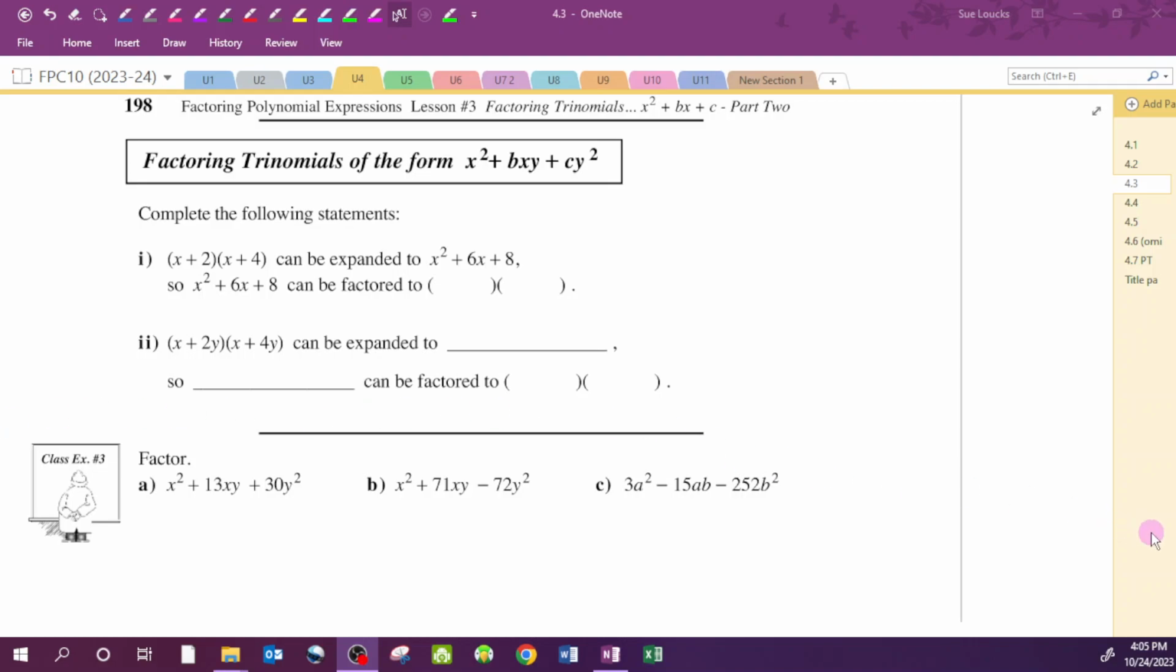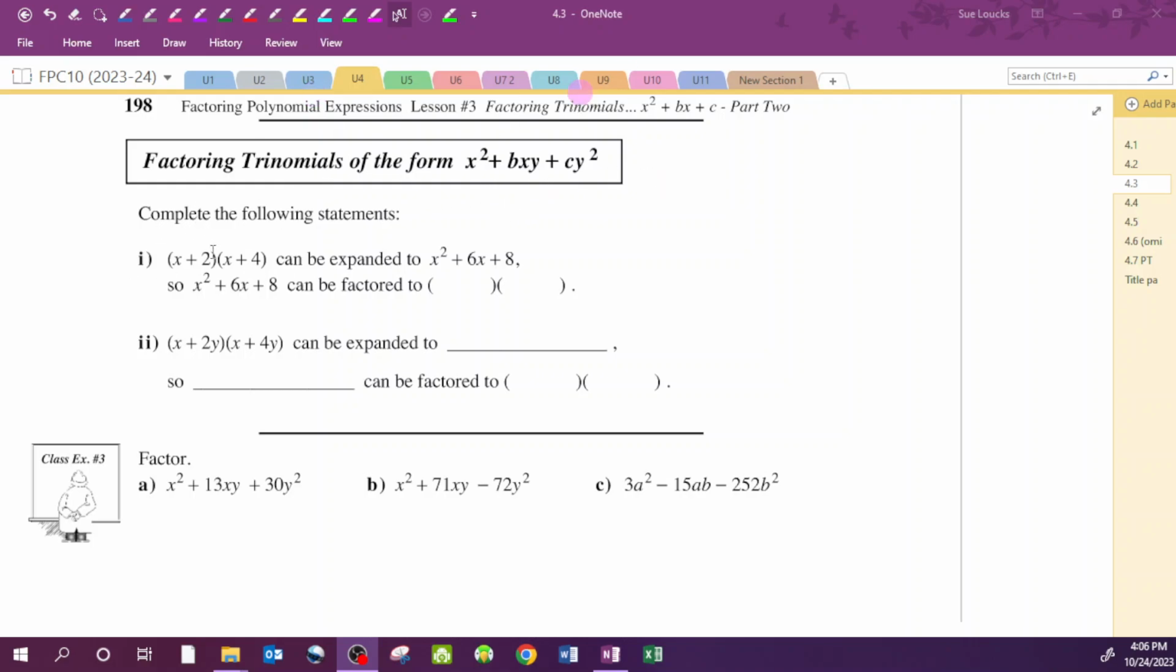Okay, this is the second part of lesson, is this Lesson 3, sorry, 4.3. And what we're going to do now is just a bit of an expansion of factoring trinomials, where we've got some extra letters thrown in there. We've got x and y.